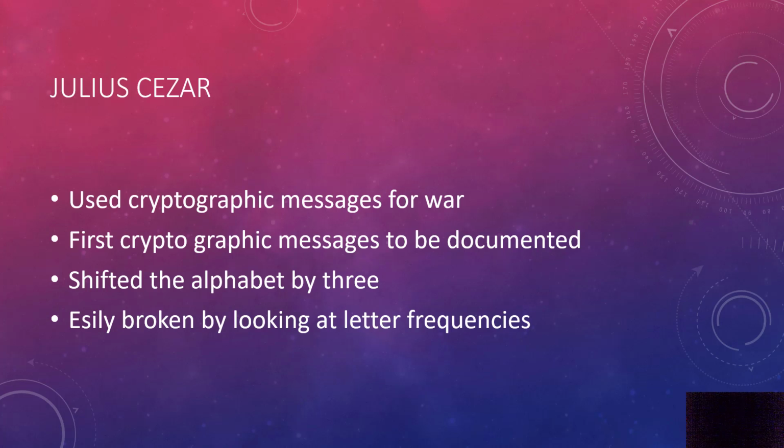One of the earliest known uses for cryptographic messages was created and used for war. Around 100 BC, Julius Caesar was among the first documented to use cryptographic messaging. He would create messages that were shifted in the alphabet by 3. These messages were used to communicate with his army generals. He did this so that if his enemy spies were to intercept the messages, they would have a hard time deciphering the text. However, the encryption was easily broken by looking at letter frequencies.